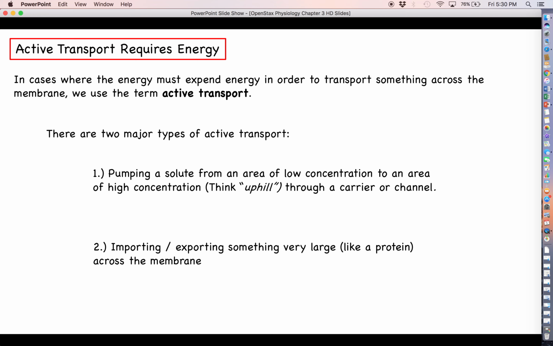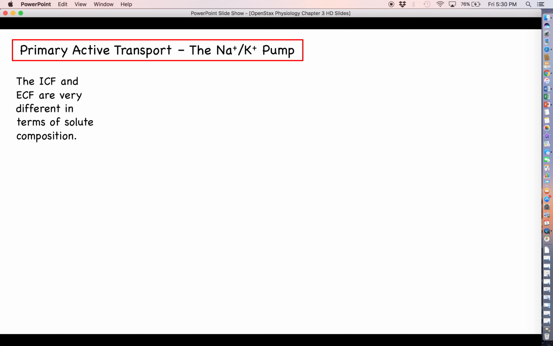The other mode of active transport is, as we promised in a previous video, how we deal with solutes that are just way too big to ever make it through the membrane, transporter or not. So this is going to deal with things like exocytosis, endocytosis, and other types of bulk transport.